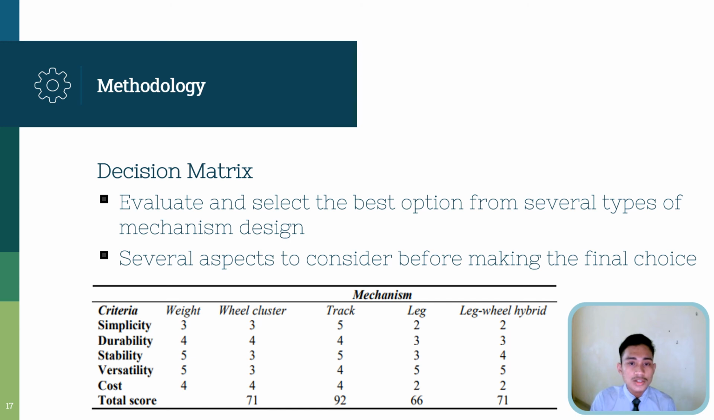Next is the decision matrix. This method is to evaluate and select the best option from several types of mechanism design. This tool is especially beneficial in this case, and there are several aspects to consider before making the final choice. As seen from the table, the track-based mechanism has the highest score. Simplicity contributes the majority of the points because the track has the easiest working principle to understand in order to adapt it to the overall design.